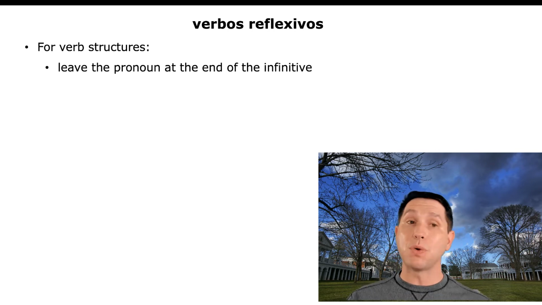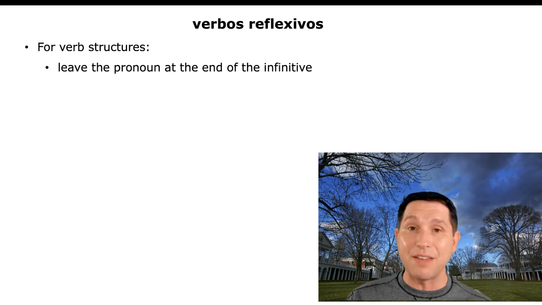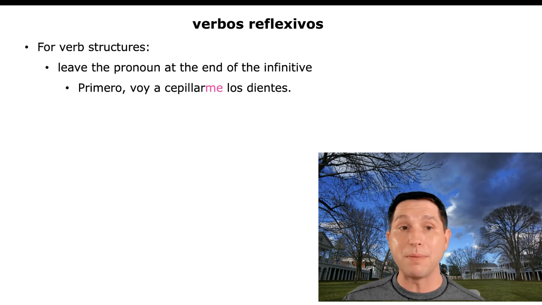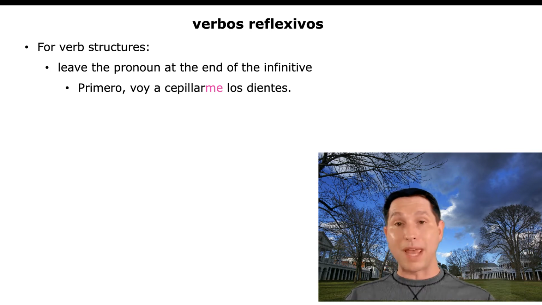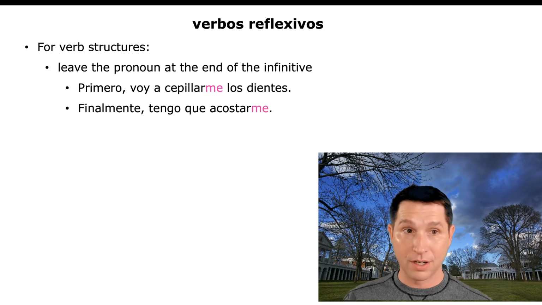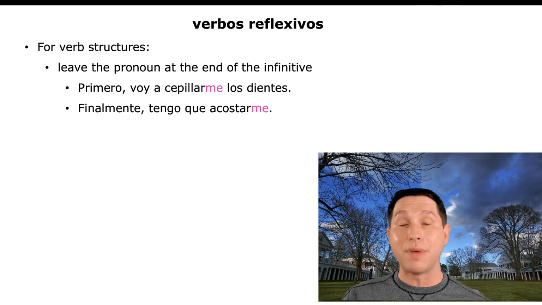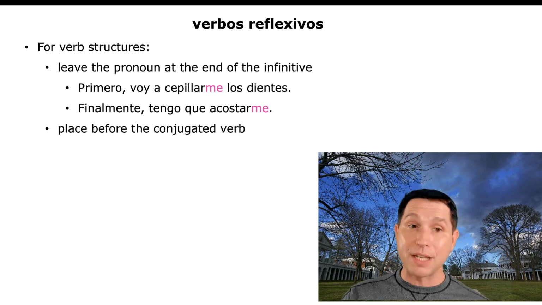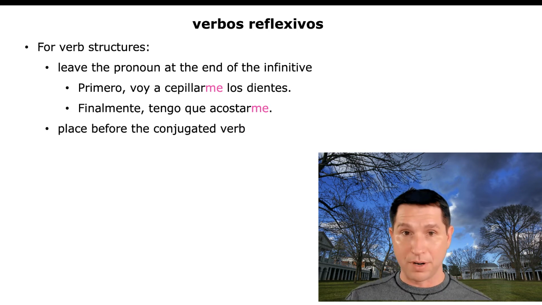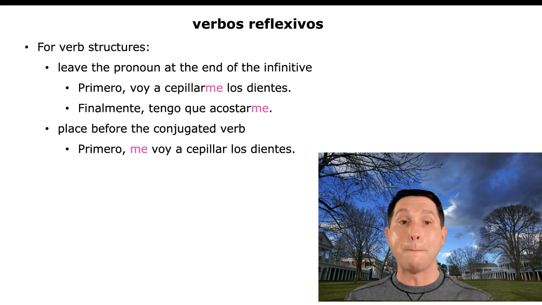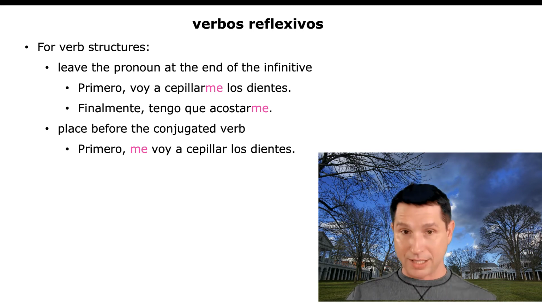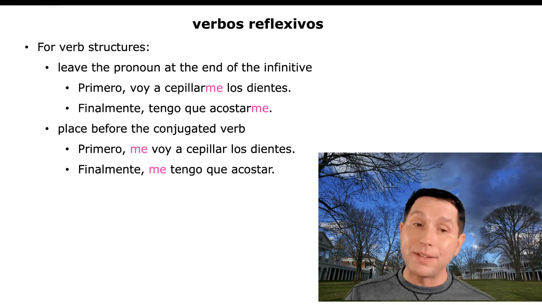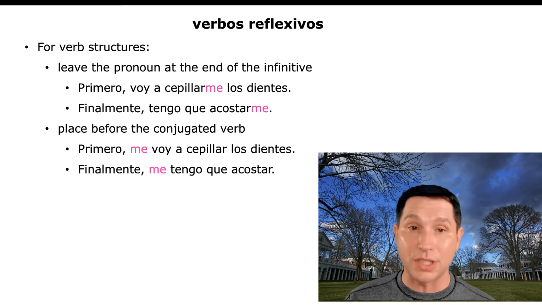One, you have two options. The first option is to leave the pronoun at the end of the infinitive. For example, primero, voy a cepillarme los dientes. Or another option with tener que infinitivo, finalmente tengo que acostarme. You can place it before the conjugated verb. Example, primero me voy a cepillar los dientes. Finalmente me tengo que acostar.